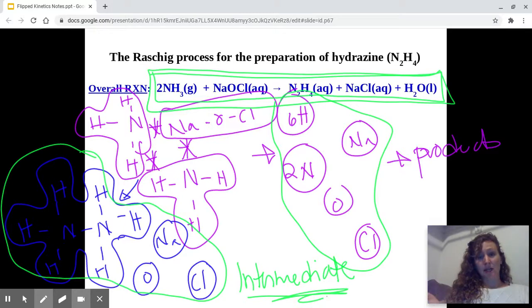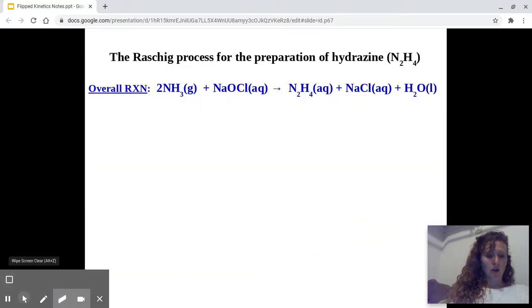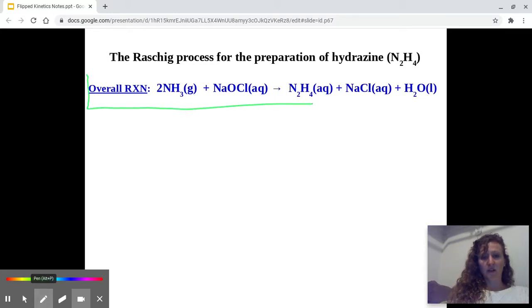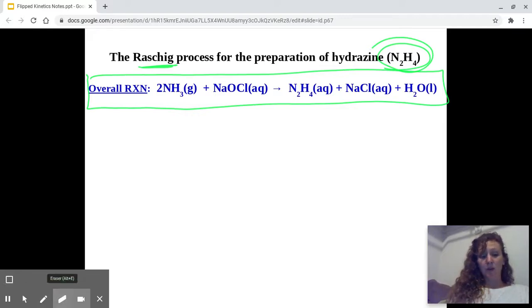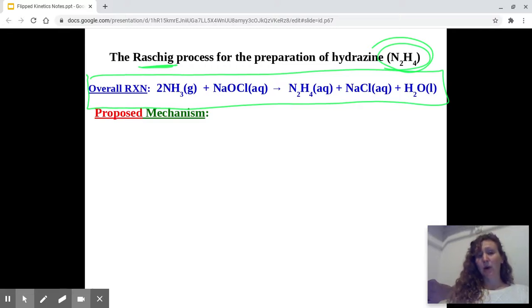In mechanisms that are proposed, you're going to see some intermediates. And let me show you one from this example. Okay, so far, they've given you an overall reaction. Fun fact, this is called the Raschig process for the preparation of hydrazine. So if you are in the hydrazine business, you're going to produce some hydrazine and sell it off. This is the overall process for that. Okay, so that would be the overall reaction. Now, here, let me show you a proposed mechanism.